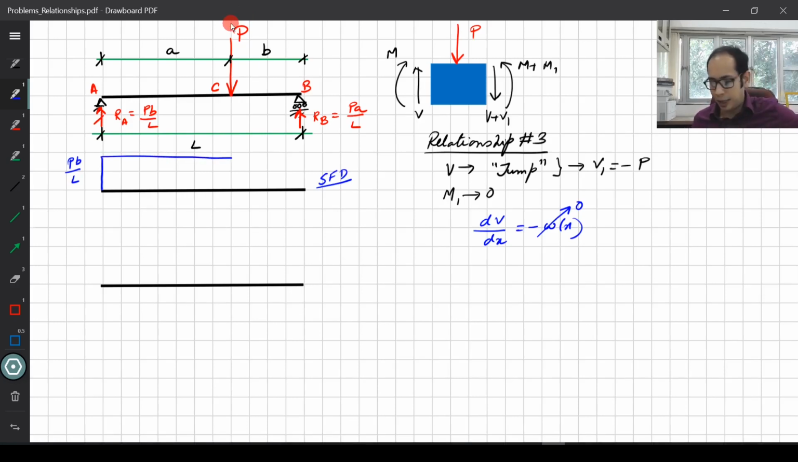Let me draw the guidelines again so that we are drawing neat shear force diagrams and bending moment diagrams, right? So up to this point C, this is my A and this is my B and this is my C over here. Up to this particular, sorry, wrote that in the wrong order.